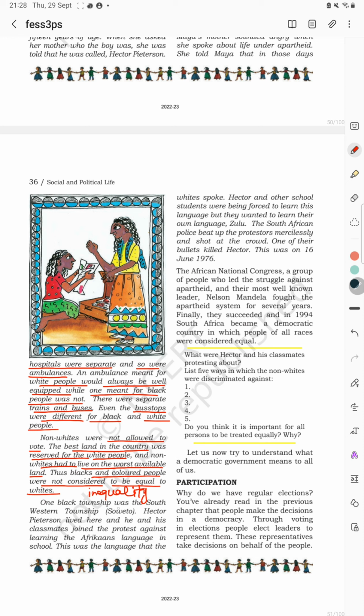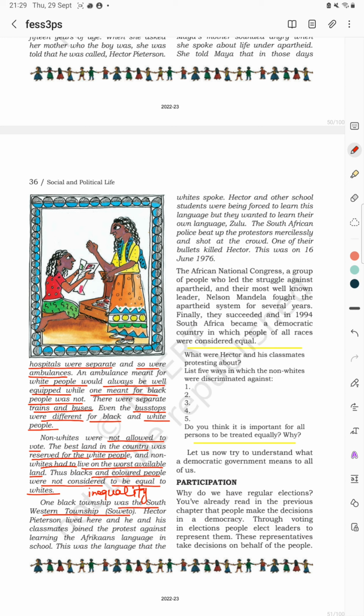One black township was the southwestern township, Soweto. Hector Peterson lived there, and he and his classmates joined the protest against learning the African language. So why was Hector Peterson killed? Basically, they joined a protest against learning the African language in the school.